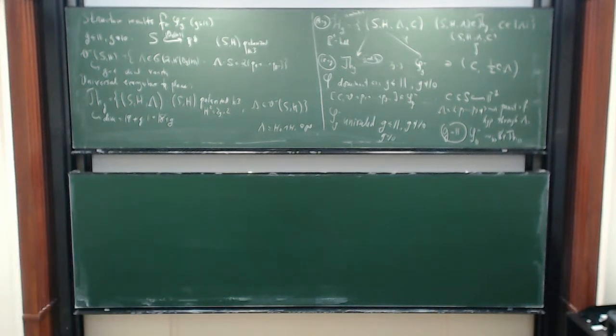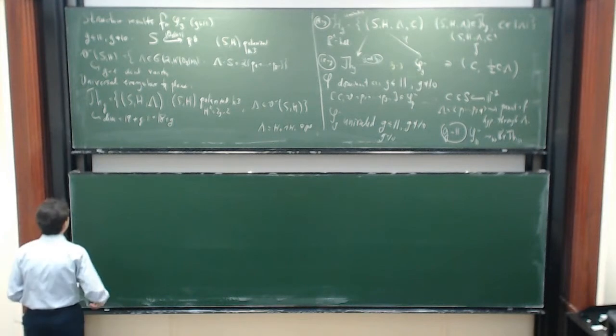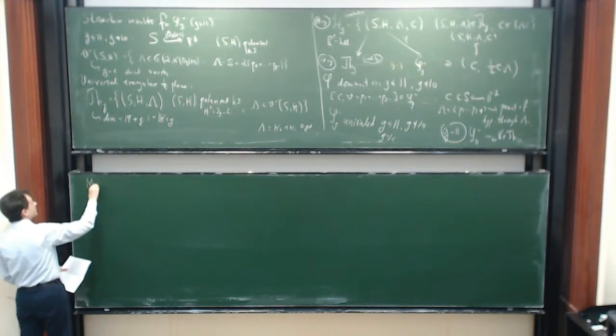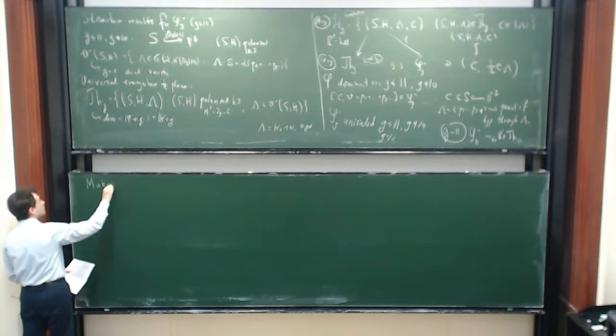So now genus at most 9. And here I have to talk first about Mukai models. This is for the moduli space of curves of genus g.